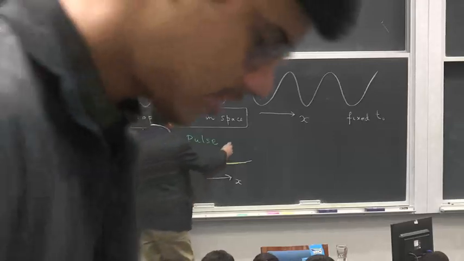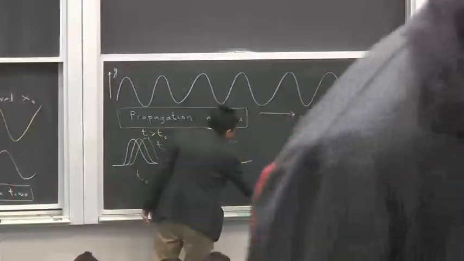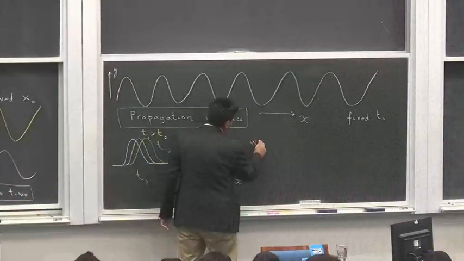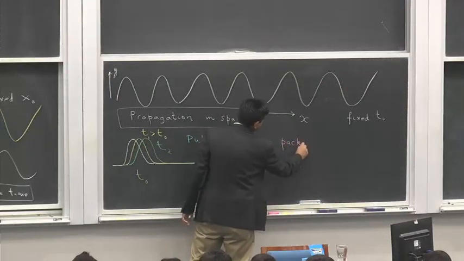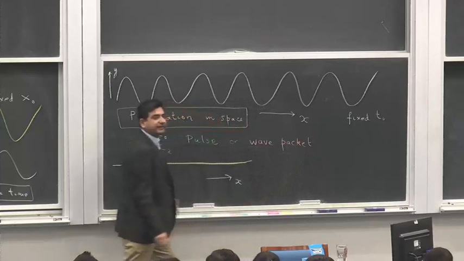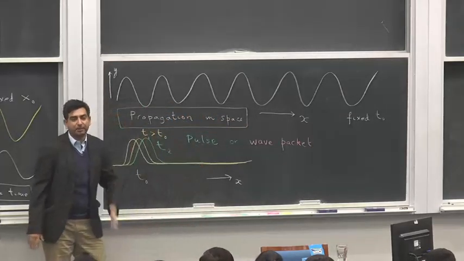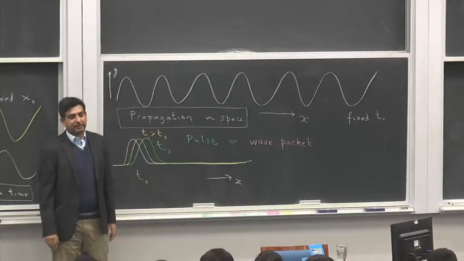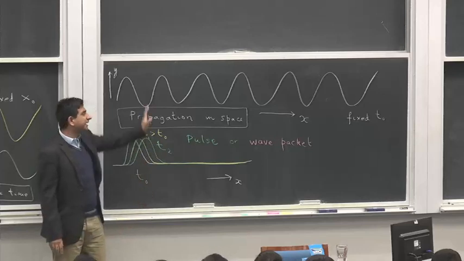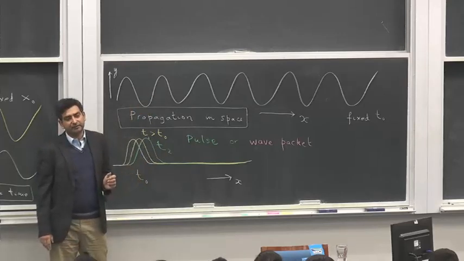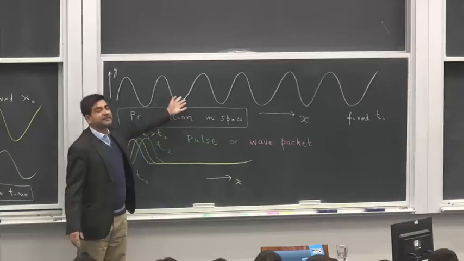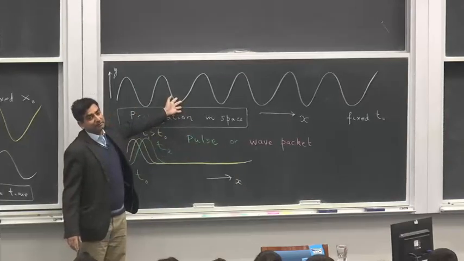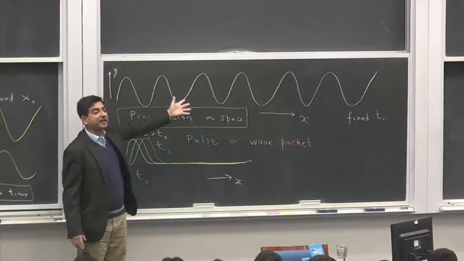Or, since physicists like to use fancy words, they call it a wave packet. This is also a wave, or a wave packet, or a pulse. And we learned that this pulse is made up of many sinusoidal waves. Anyway, both of these qualify as waves, but this is the simplest of waves. This is the simplest to describe mathematically.